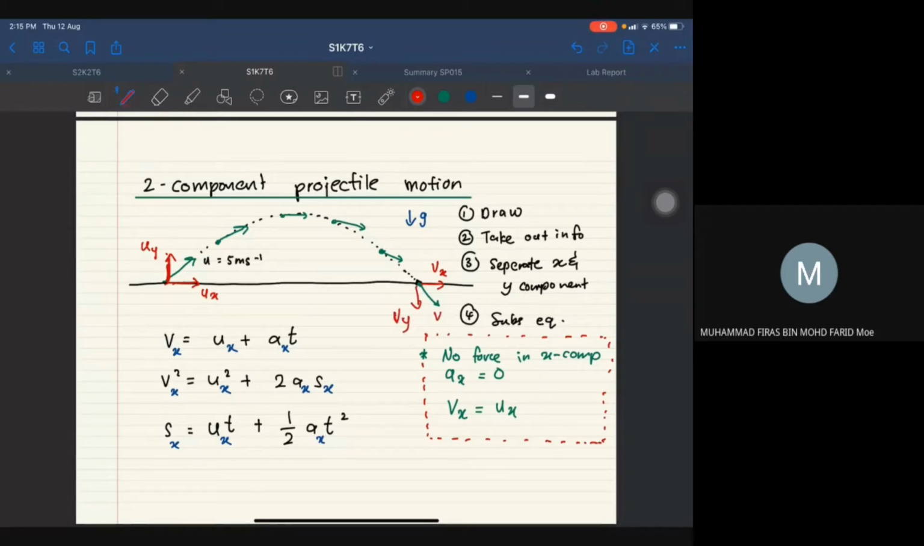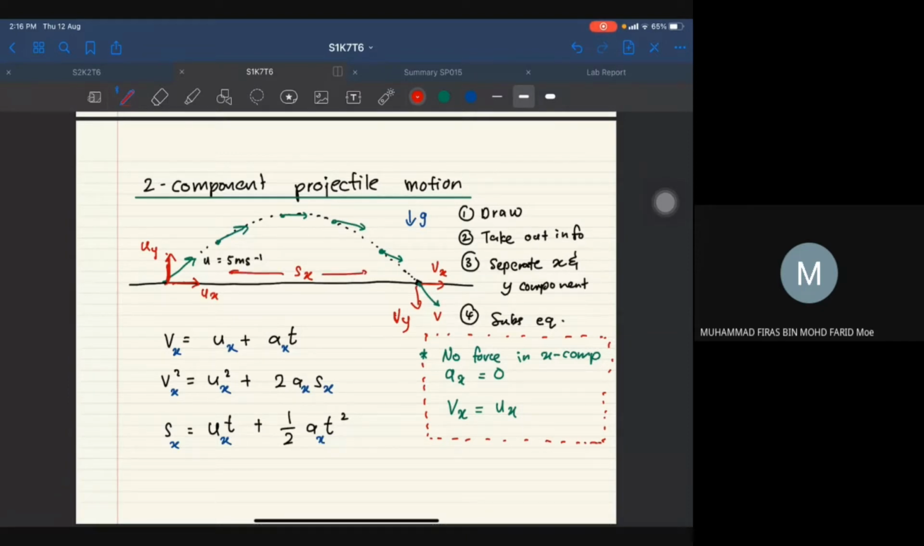This is V. Okay, so Vx is over here. Ux is over here. Ax is equal to 0. Sx is actually the distance, the range, and sometimes they use the term range. So this is your Sx. I'm just introducing the terms in terms of the diagram, where its location is.